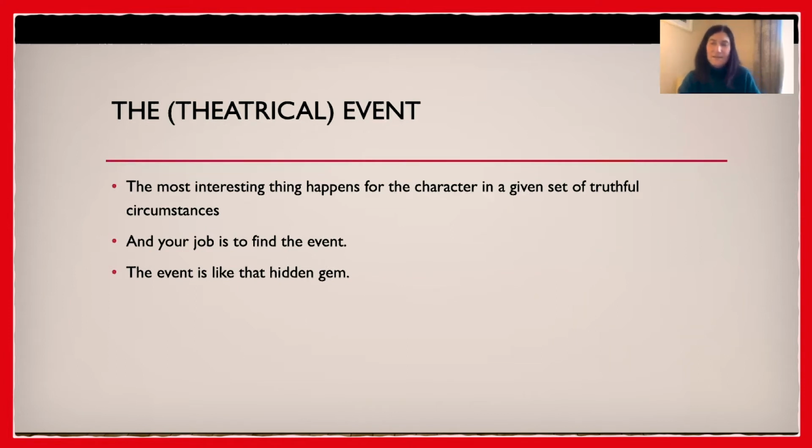And the event, for me, is like a hidden gem. So it's not on the surface. It's not the spoken word or the written word. It's the other thing. And it's not even really subtext. So it's not necessarily what people are not saying. It's quite a different thing to that. The theatrical event, in a way, is the thing that is happening in the space. It's the thing that you feel or you know is happening. I think it's the truth behind everything.